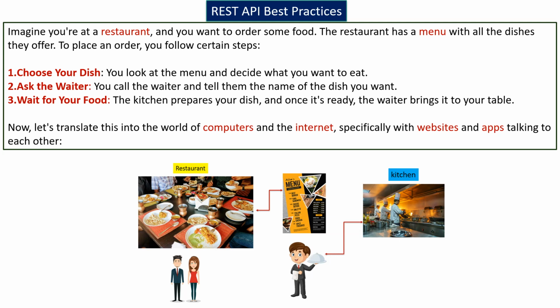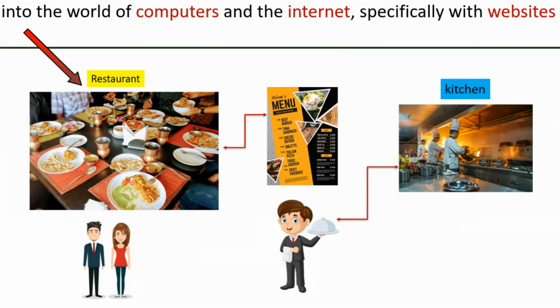In this video tutorial I will explain REST API best practices. Imagine you are at a restaurant. You want to order some food. The restaurant has a menu with all the dishes they offer. To place an order, you will follow certain steps.